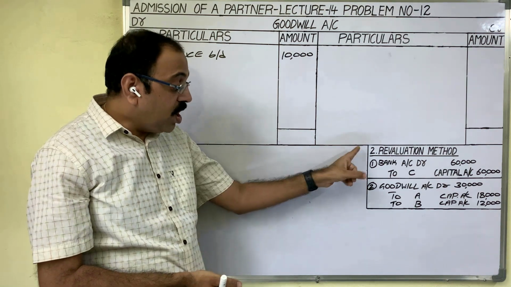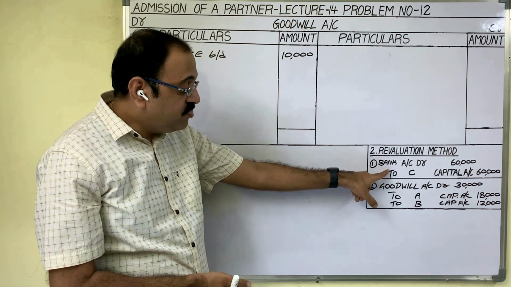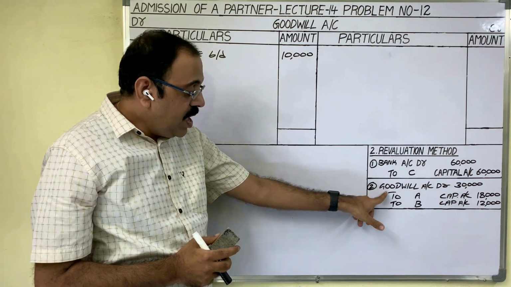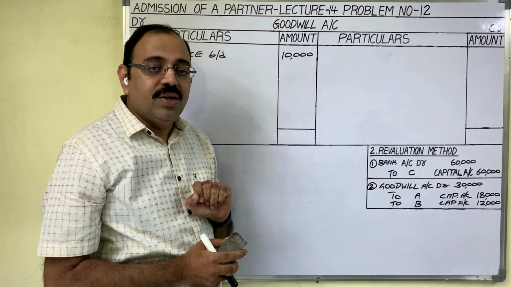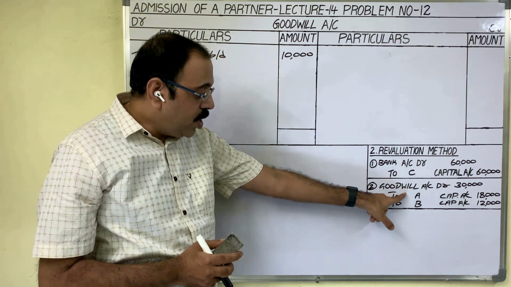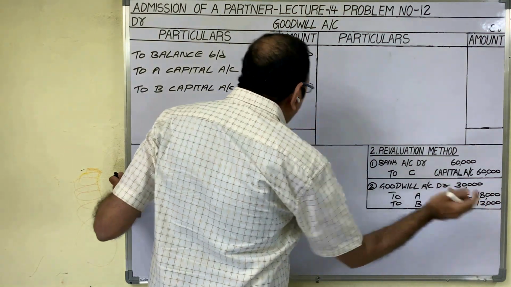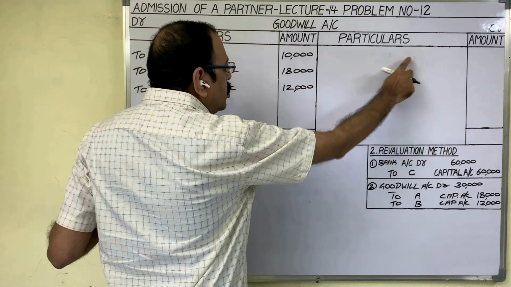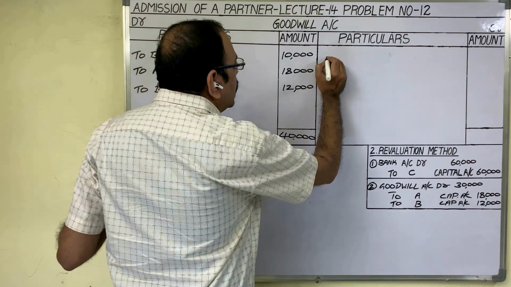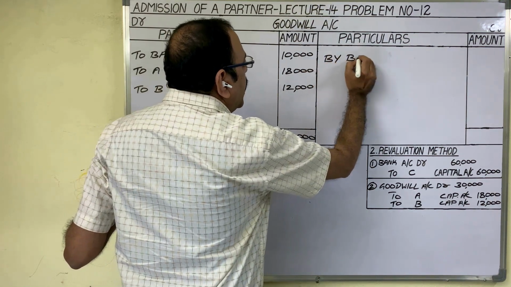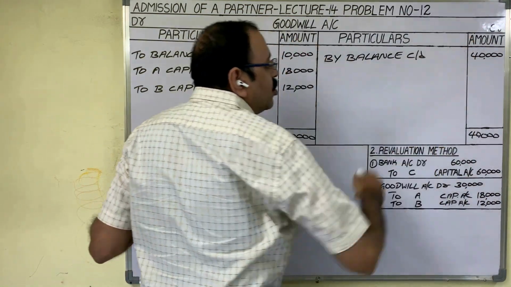Next come to posting of these entries. In first entry goodwill account is not there, so no need to post this first entry here. Come to second entry. As goodwill account is debited, on debit side we have to post this entry. What to write in particulars column? To A capital, to B capital. Amounts are 18,000 rupees and 12,000 rupees. Credit side there is no amount. So debit total 40,000 appears as balance carried down on credit side. Put the total. In goodwill account there is a debit balance of 40,000 rupees.